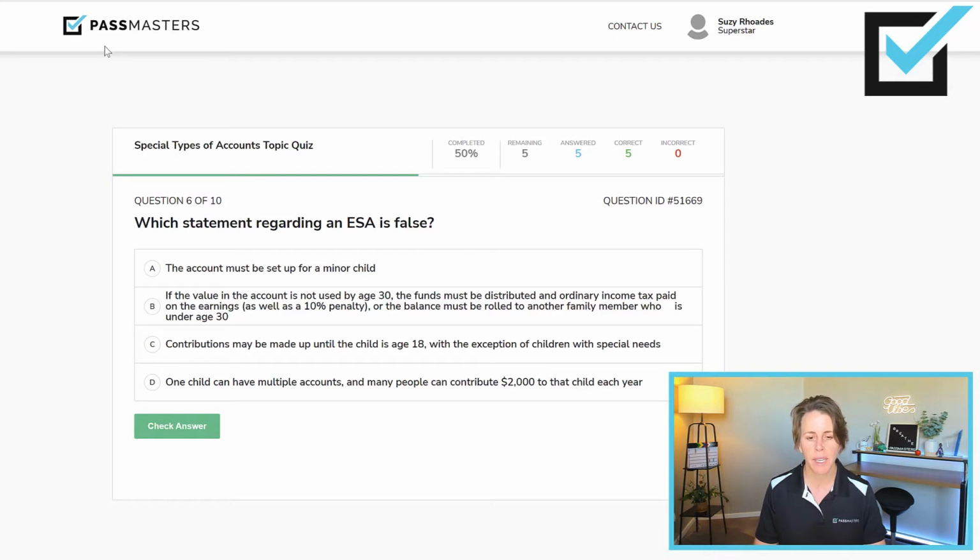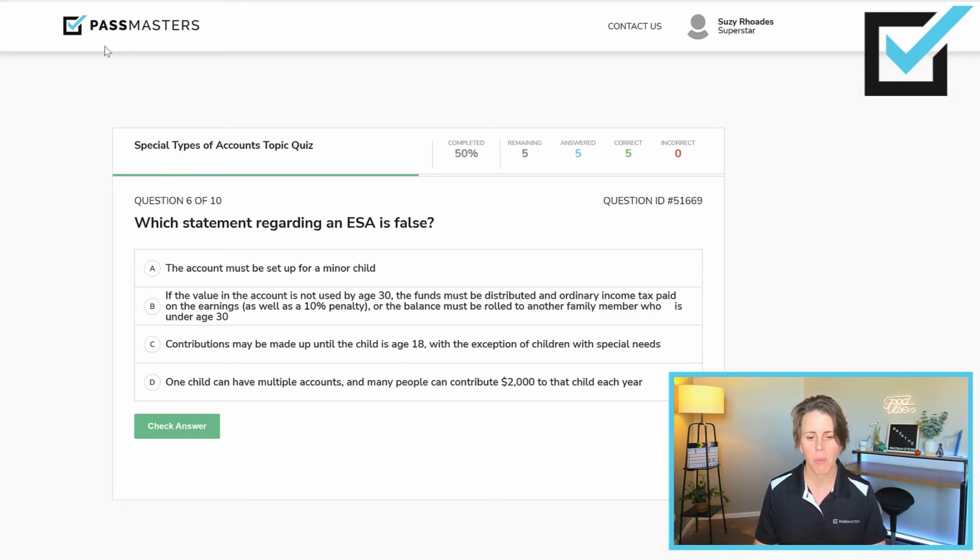If the value in the account is not used by age 30, the funds must be distributed, and ordinary income tax paid on the earnings, as well as a 10% penalty, or the balance must be rolled to another family member who is under age 30. That's also true. Contributions may be made up until the child is age 18, with the exception of children with special needs. That is true.